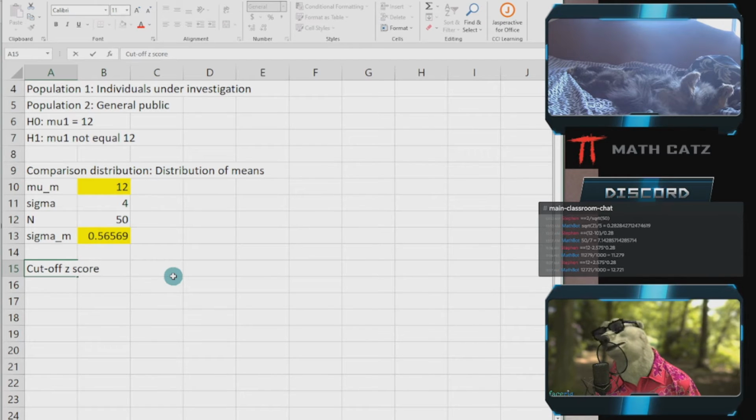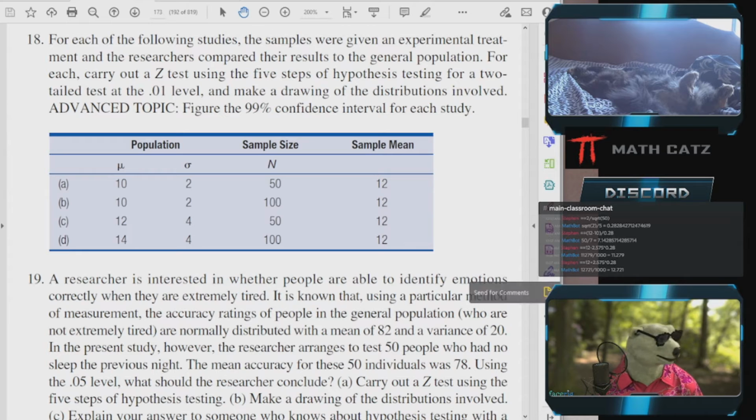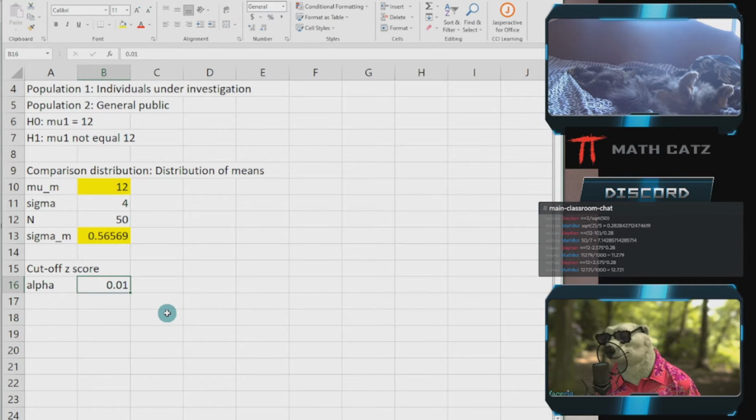In this case, because it's a normal distribution, it would be a Z score using, we might not want to put it in text. We want to maybe have alpha as an input cell. So I'll use a separate cell here for alpha, 0.01, which is what the question is asking. Here, 0.01 level. So that's going to be our alpha.